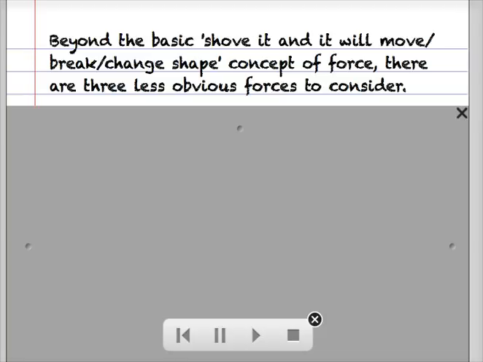Now, we all know if you shove somebody, they're going to move. If you bend a ruler too far, it's going to break. But there are some less obvious forces that we need to consider as well. So let's take a look at those.